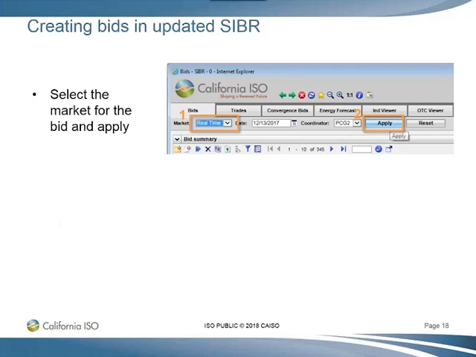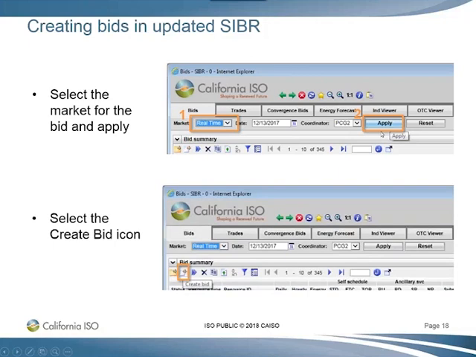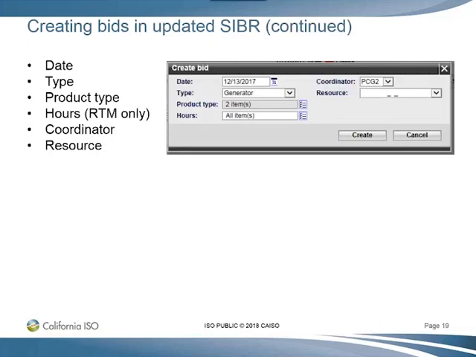So when you're going to create a bid in SIBR, the process hasn't changed, but again, what you see is going to change. You'd first create a bid for a market type, and that requires the header filter to be selected on the market type. So you'd pick either day ahead or real time, and then you would click apply. So the first step is the market type, the second step is to apply. Then you would select that create bid icon. Earlier on we said that used to be a button that would say create bid, but now it's that icon. You'd select that.